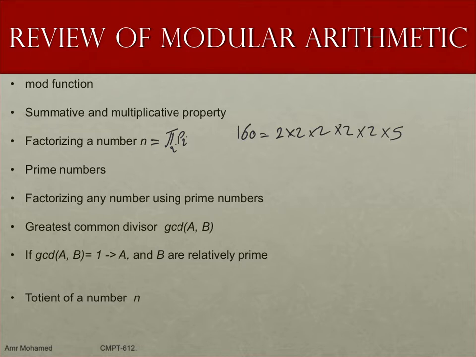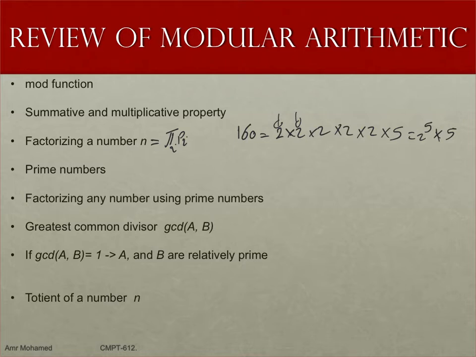Later on, we'll talk about the properties of these numbers. So next, we need to know what is the property of these numbers. But this is how we factorize any number. Which means that this is 2 to the power 5 times 5. This is how we factorize a number.